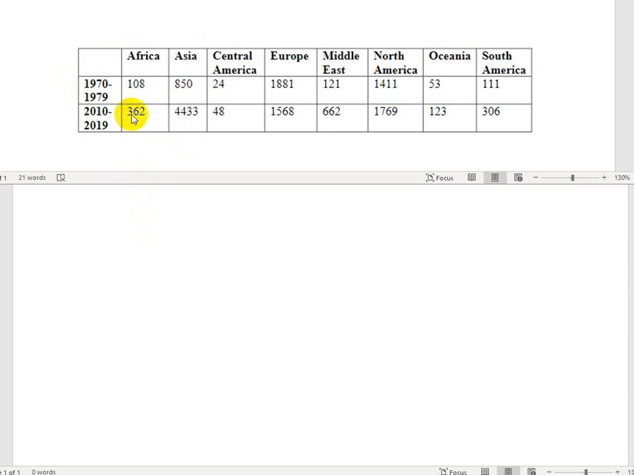So by region, Africa increased their CO2 emissions between the two time periods. Asia increased, Central America increased. The only group that saw a decrease was Europe. Okay, everything else is an increase. So we're going to be calculating a percent increase for all these.